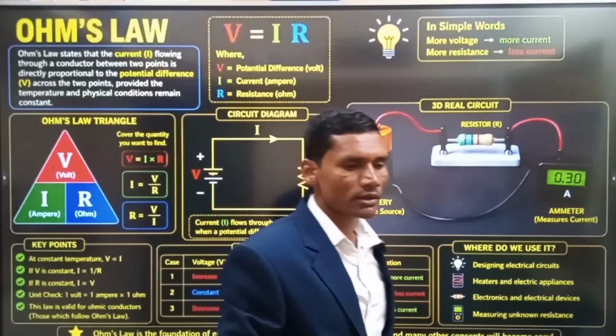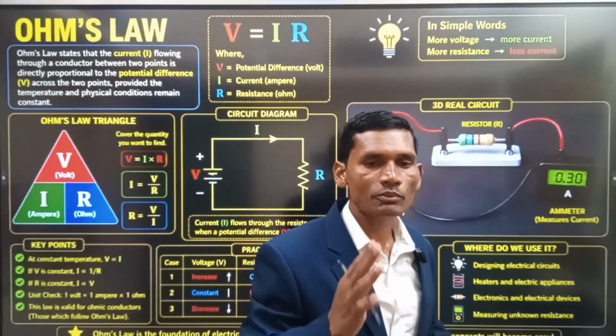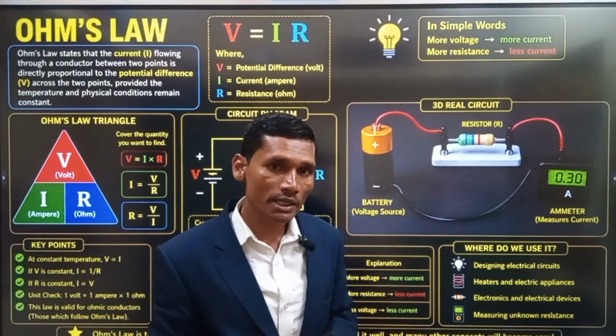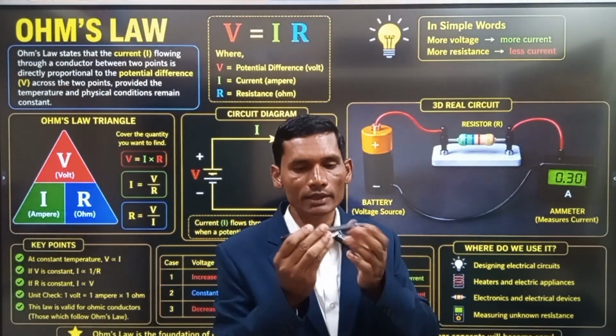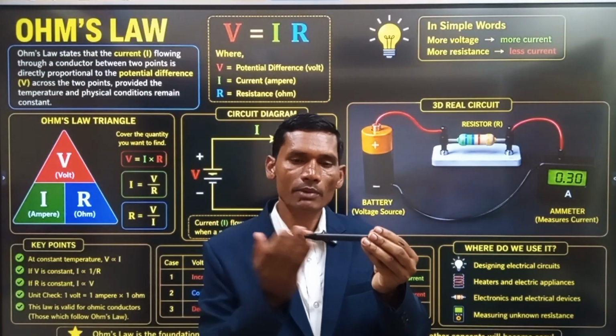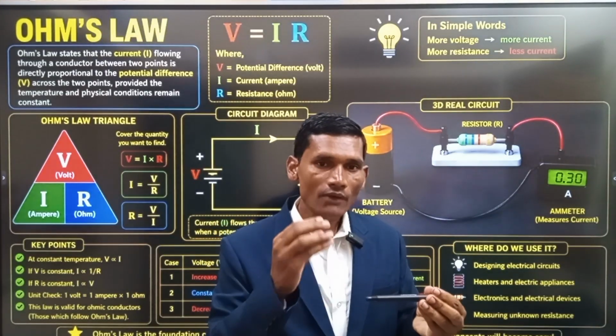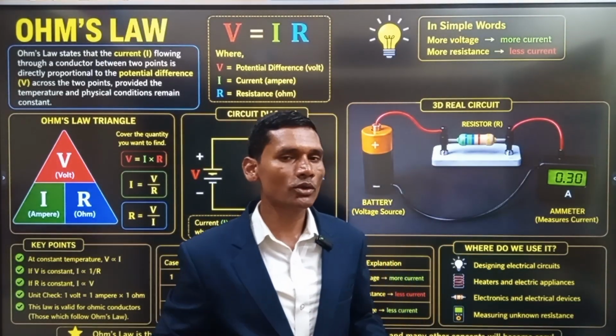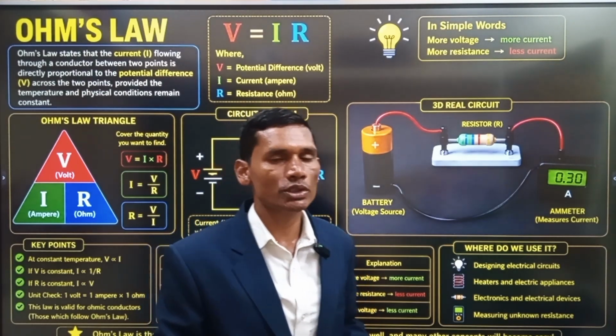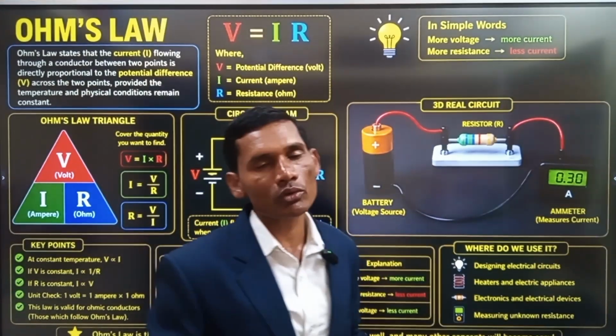What is resistance? Resistance is nothing but the opposition offered to the flow of electrical charges in a conductor. For example, if electricity is passing through a conductor, it will have some opposition. Electrical charges do not flow easily. They have some opposition. That opposition we are calling what?